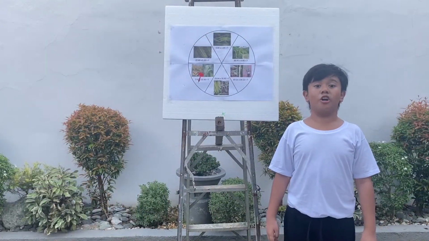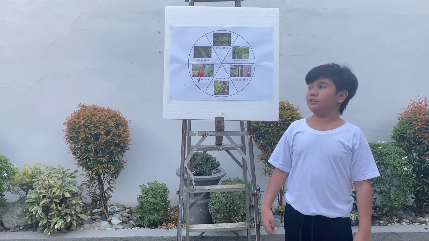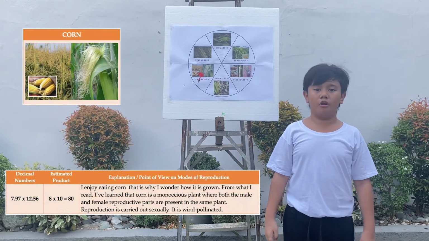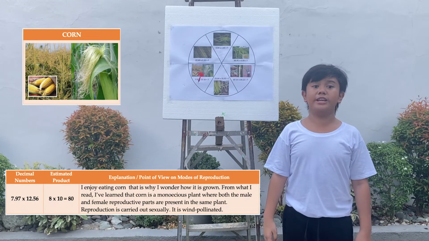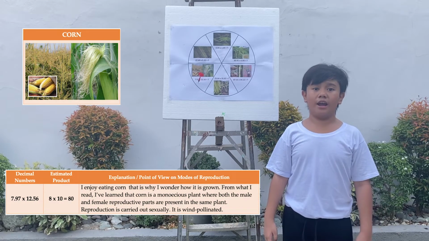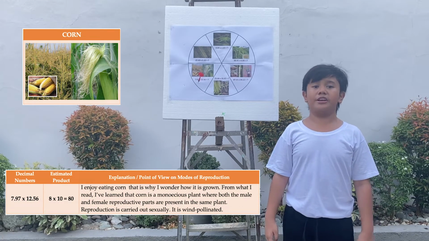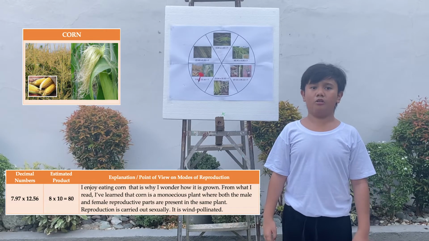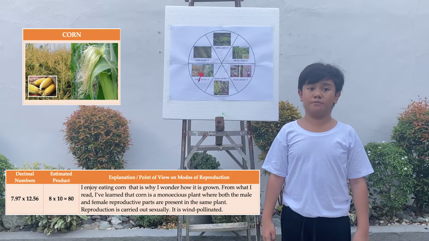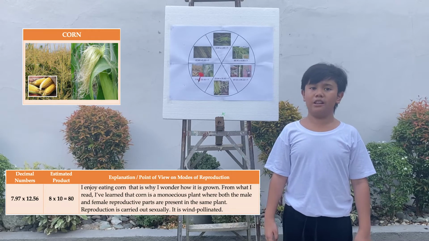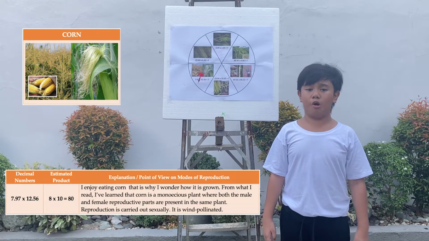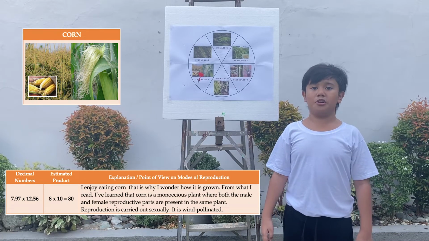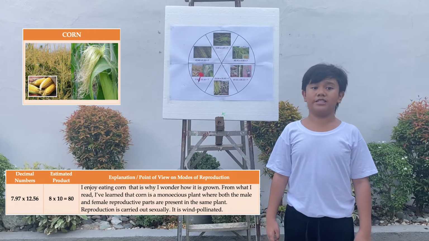That was another amazing throw. The dart landed on the picture of the corn. I enjoy eating corn. That is why I wonder how it is grown. From what I read, I've learned that corn is a monoecious plant where both the male and female reproductive parts are present in the same plant. Reproduction is carried out sexually.